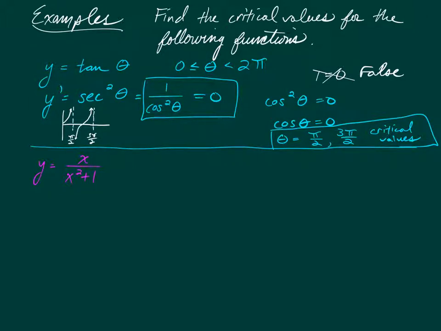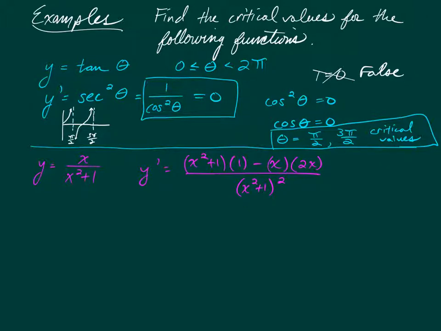All right, so in the next example here, there is this fraction, y equals x over x squared plus 1. So y prime will be the denominator, x squared plus 1, times the derivative of the numerator, minus the numerator times the derivative of the denominator, all over the denominator squared.